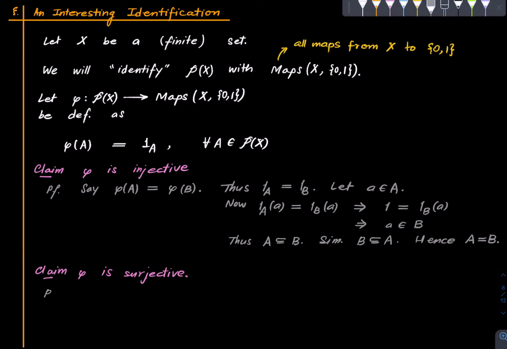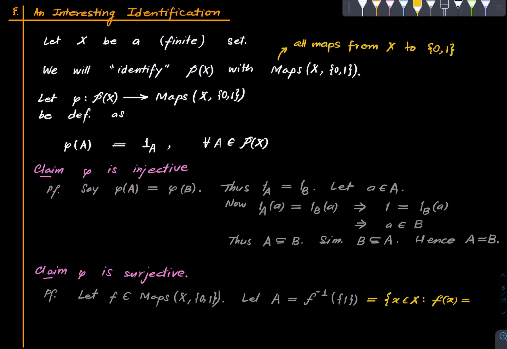So this I wouldn't be doing in full, but here is the main point. To show surjectivity, we start with some arbitrary function in the target of phi, and let A be the preimage of 1 under the function f. So again, what is that? That is nothing but those points in X such that f(x) equals 1. That, and now one can easily show.